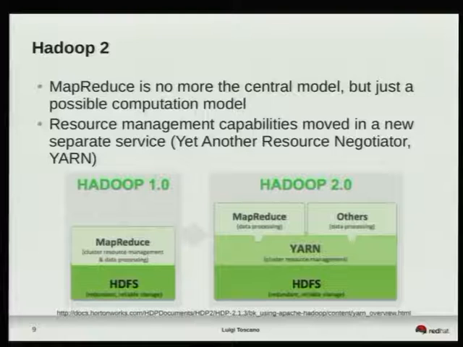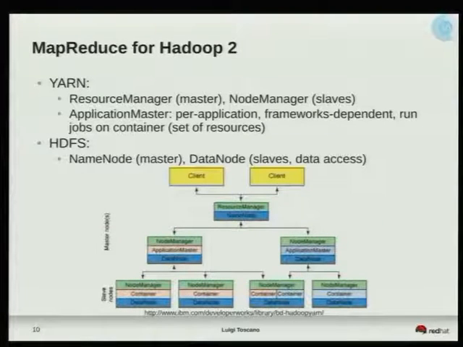So things now start to be more interesting because you can plug in, as I said, other computational models and other daemons for the processing. But of course, they start to be more complicated. You have more potential moving parts. This is a scheme of how MapReduce works in the Hadoop 2 context.